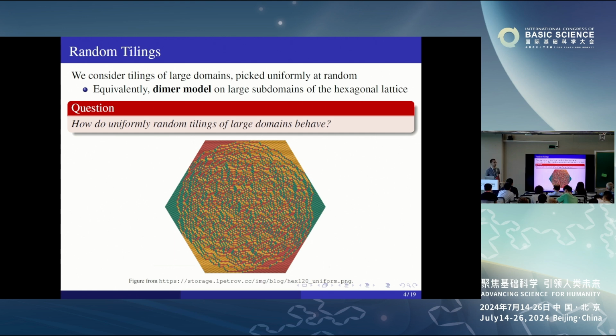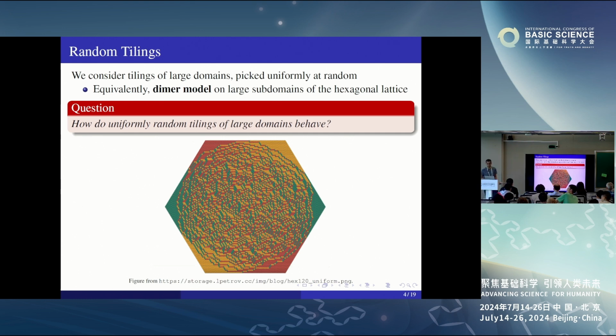Okay, so this is all deterministic. I have not put any randomness in the game yet, so that's what I'm going to do next. We're going to consider tilings of very large domains. Given a very large domain, there may be many tilings of it, and I want to put all these tilings in a hat and pick one uniformly at random. Equivalently, you can think of this as the dimer model in large subdomains of the hexagonal lattice. And the basic question we'll be interested in is how do uniformly random tilings of very large domains look?